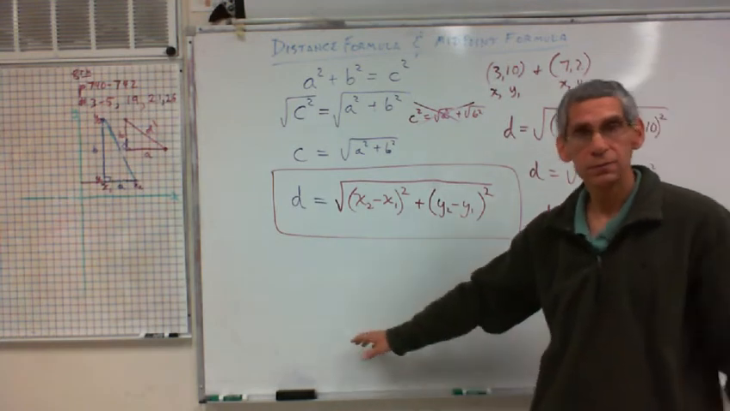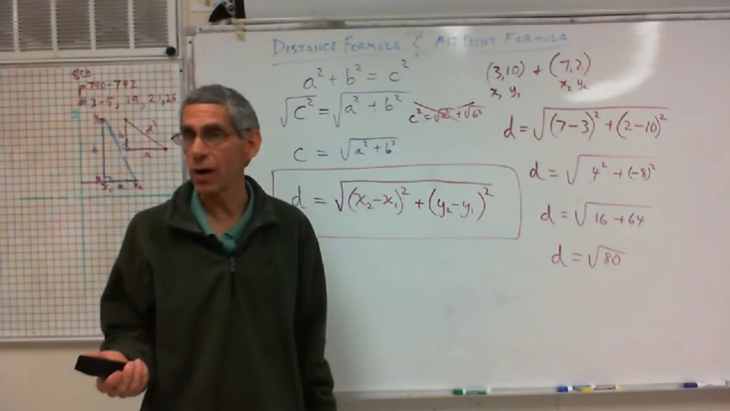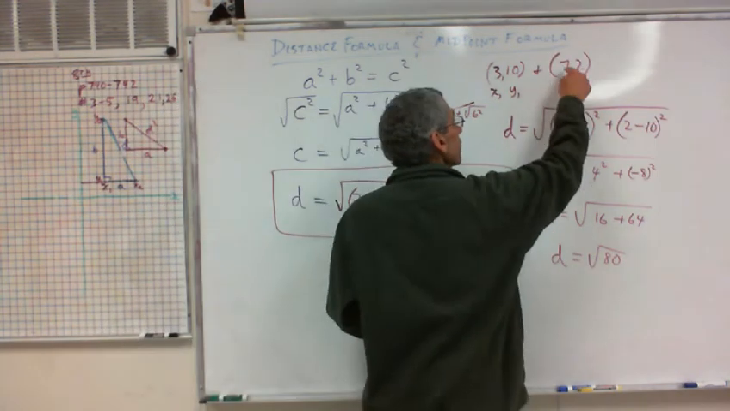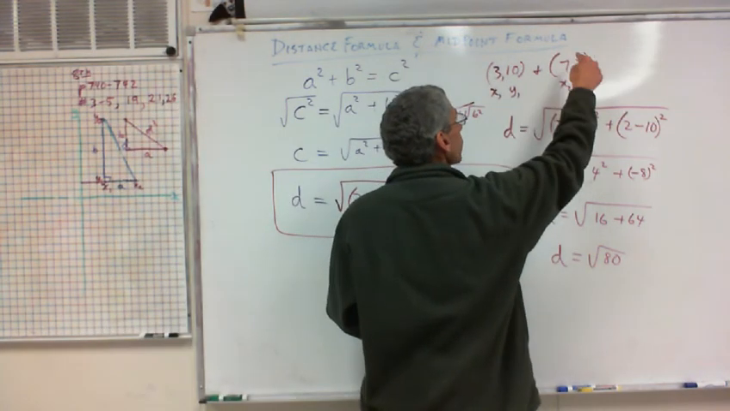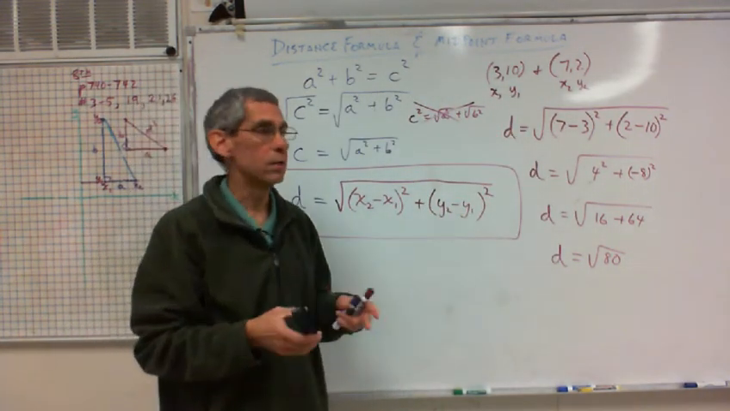Can I erase? Yes. Questions? Fist of five: do you understand it? At least understand the process? And so all you have to do is substitute it in. This minus this squared plus this minus this squared. And then you square root that all, and that's it.